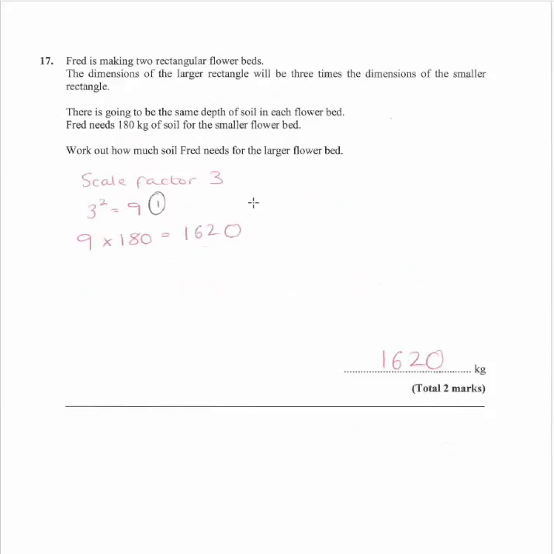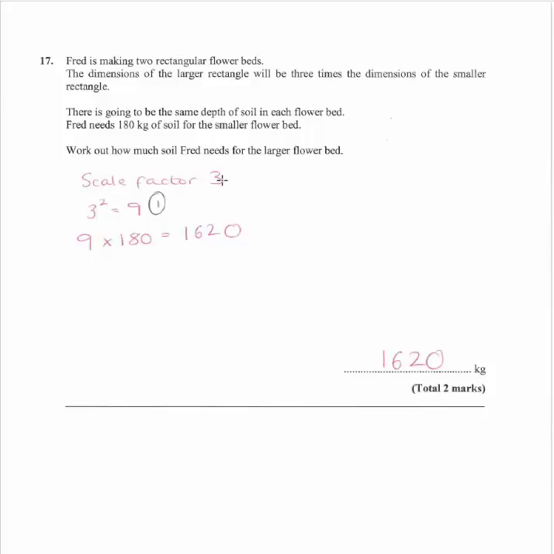Fred is making 2 rectangular flower beds. The dimensions of the larger rectangle will be 3 times the dimensions of the smaller rectangle. There's going to be the same depth of soil in each flower bed. So the scale factor is 3. So the lengths are 3 times bigger.